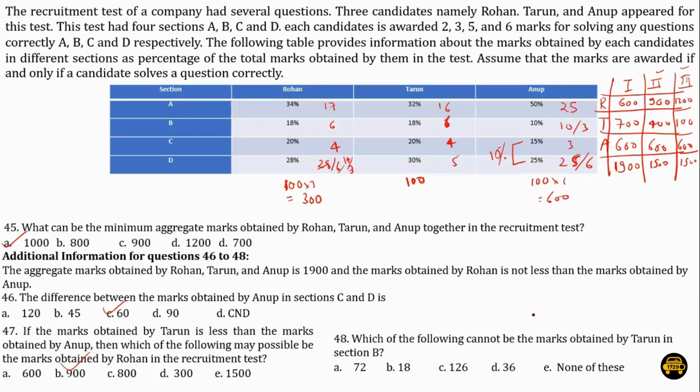Last one, which of the following cannot be the marks obtained by Tarun in section B? So for Tarun, we have 3 possible scores, 700, 400 and 100. Right? And this question comes in the additional information. So in section B, Tarun gets 18% marks. So the 3 possibilities are 18% of 700 or 18% of 400 or 18% of 100. So 18% of 700 is 126. So this is a possible mark. 18% of 400 is 72. This is also a possible mark. And 18% of 100 is 18. This is also possible. So 36 is something which is not possible.